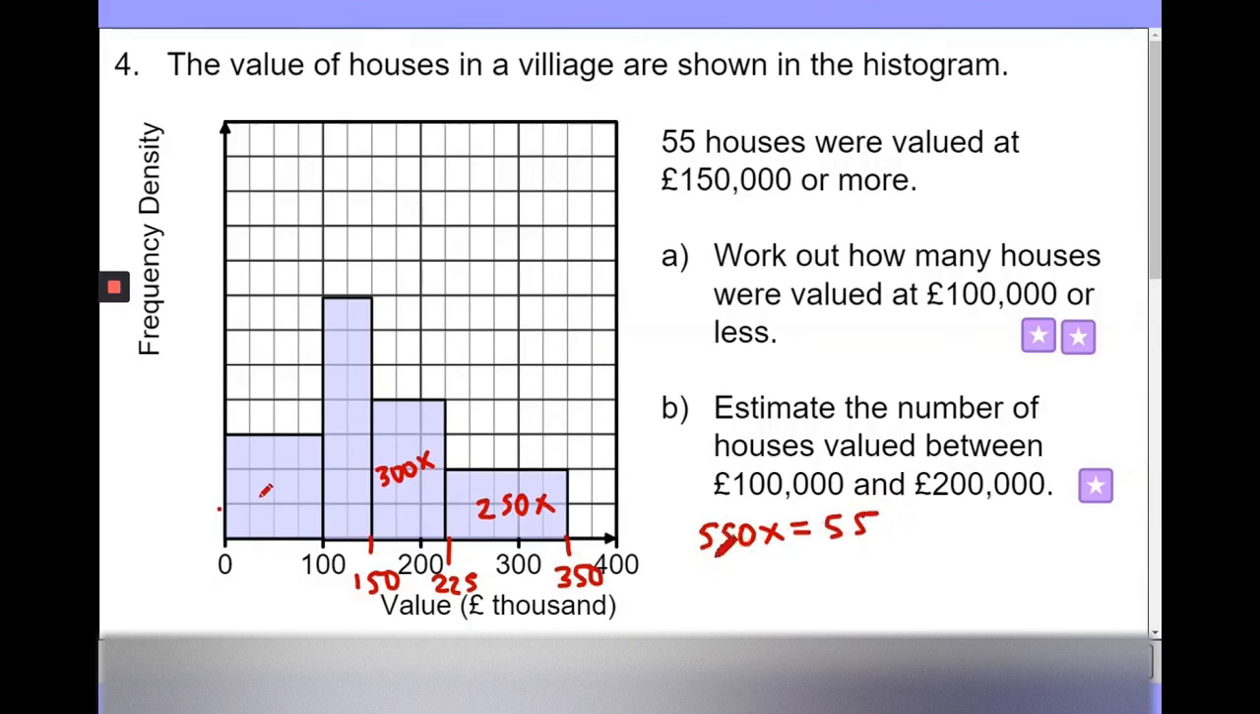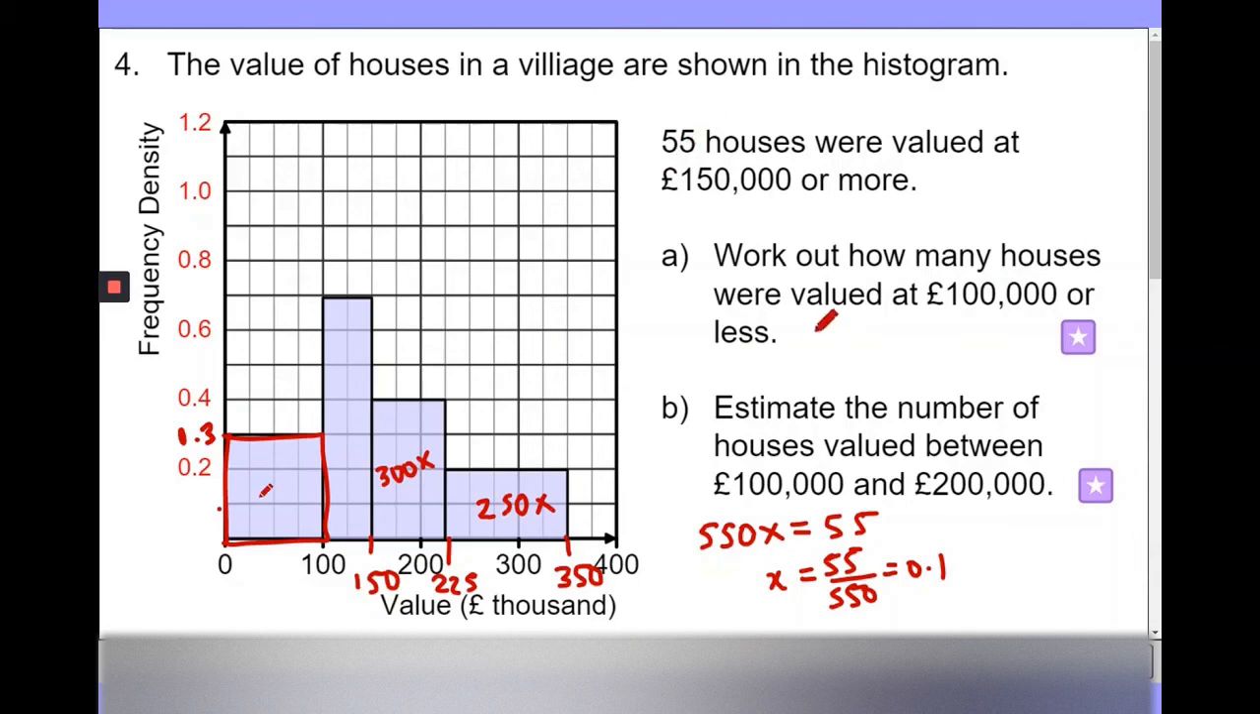If I divide by 550, that's 550,000, remember, but I'm just using the scale here. So x equals 55 over 550, which is 0.1. So that means each of these on the scale is 0.1. You can see that's labeled there. Work out how many houses are valued at 100,000 or less. Well, that is just this part here. So 0.3 is the frequency density, and we're working out frequency.